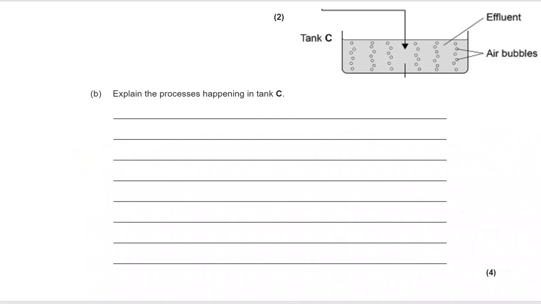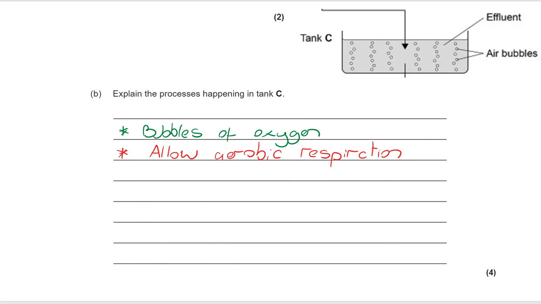What do we think is happening in tank C? We've got air bubbles, we've got effluent. We've got bubbles of oxygen going through, and those bubbles of oxygen allow aerobic respiration to take place. That means that the microorganisms can respire, and they will go on to digest waste.